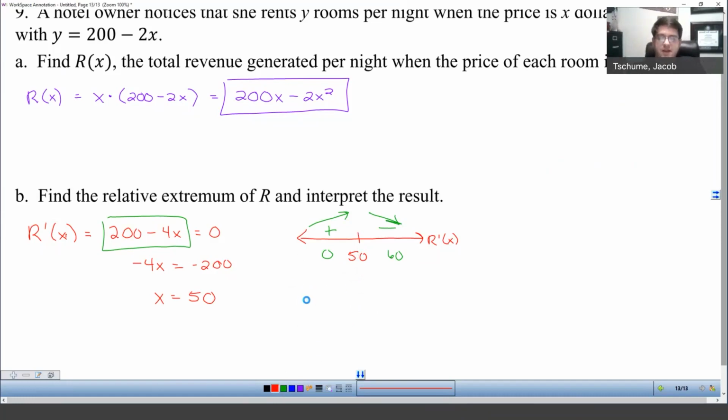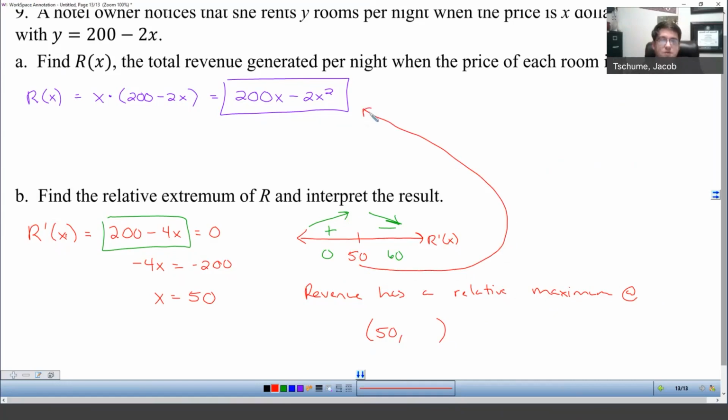So this means that your revenue has a relative maximum at the point 50, and then just like earlier, if it just asks for the 50, you're done. But if it wants the whole point, you have to plug that 50 back into not the original problem, but the original revenue function that you found.